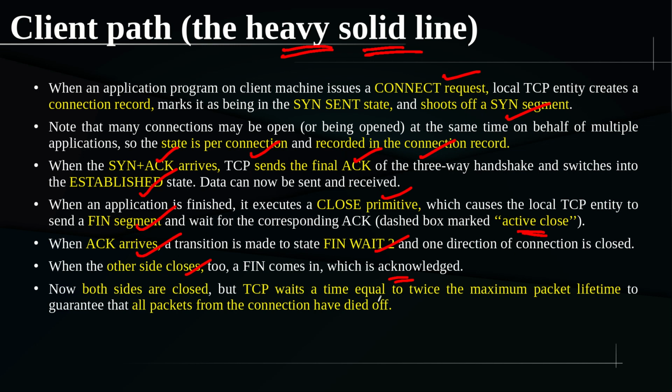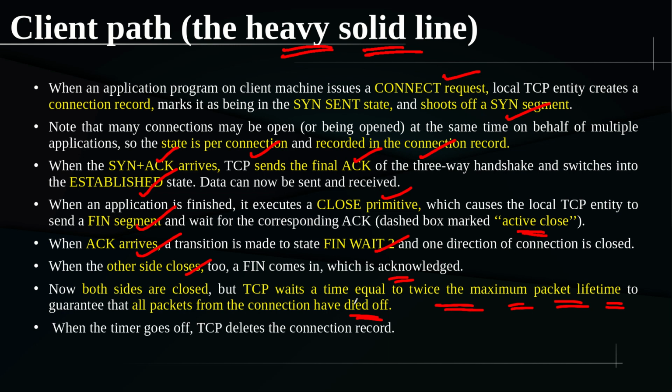TCP waits a time equal to twice the maximum packet lifetime, right? That will be achieved with the help of a timer, and we will see timers again, to guarantee that all packets from the connection have died off. In a typical internet it is something like 180 seconds, around 3 minutes or less than that. This is something I read somewhere, and definitely the values will be updated in the current scenario. When the timer goes off, TCP deletes the connection record, of course.